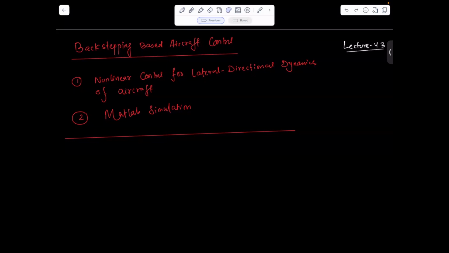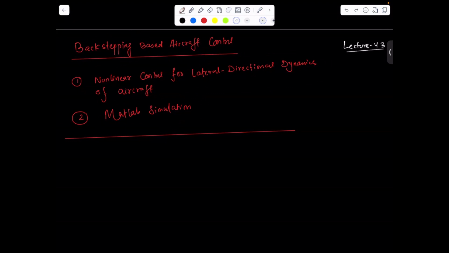Hello everyone. In today's lecture, we'll be taking the example of how we can control the lateral directional dynamics of an aircraft using backstepping based control. And also we'll have the MATLAB simulation for the same. So let's start the example.